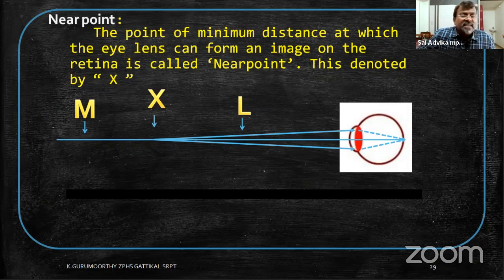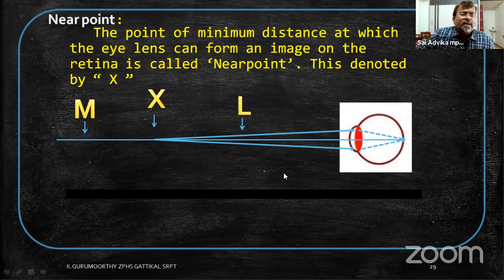The person with this defect cannot see. The minimum distance at which the object must be kept for a hypermetropic eye is the near point, that is X. Within this distance, you can only see the objects clearly. So for persons having this defect, the least distance of distinct vision may be greater than 25 centimeters.